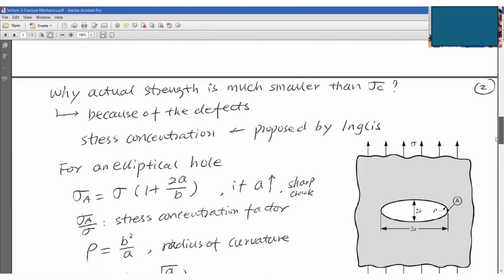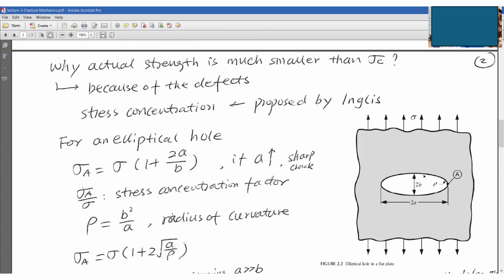Right? Look at this picture. Suppose we have, this is a crack, this is a central hole. This is an elliptical hole. So this is 2A and this is 2B. So at this point A, suppose we have a remote stress sigma. This is the crack tip A.